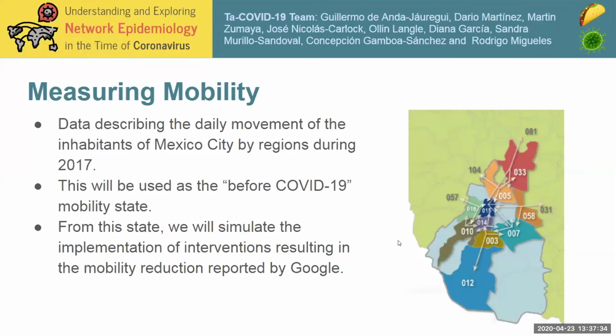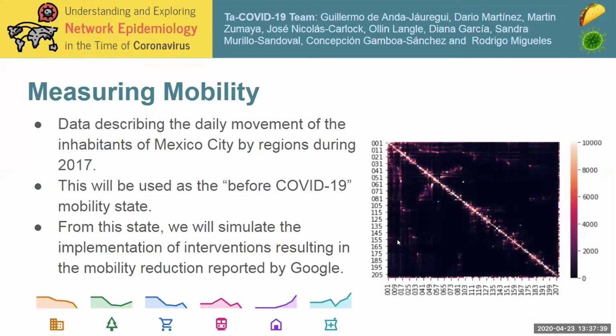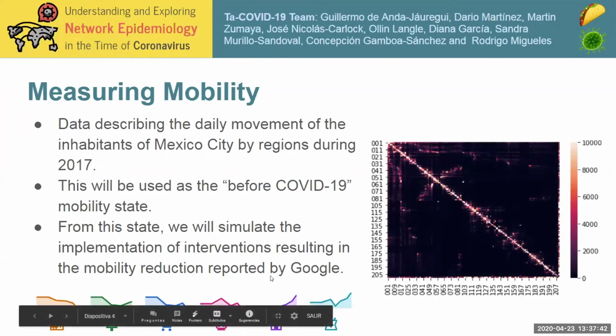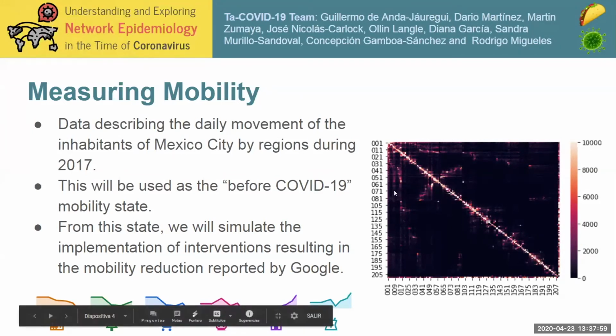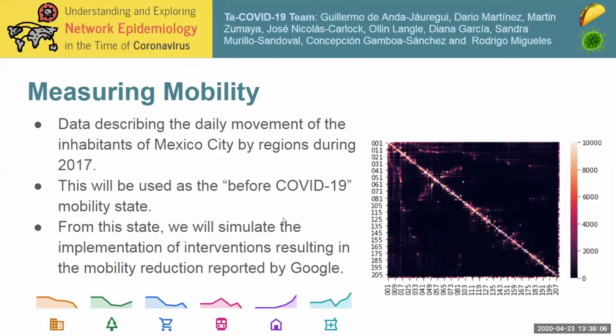Then from this state, we're going to simulate the implementation of these interventions, and we're going to make them result in something similar to what is reported by Google. Here we have a little matrix prepared by Diana, one of our members, in which you have each of the different regions of Mexico City and the short-range mobility. You can see that there's some very long-range mobility as well. So we wanted to implement this real data into our project.